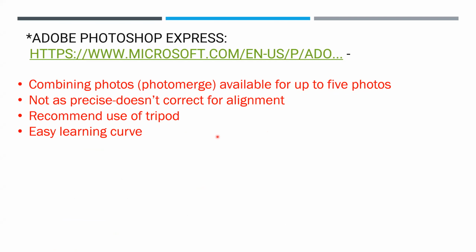And Photoshop, besides doing the photo merge of up to 5 photos, is not as precise. It doesn't correct for alignment and still recommends the use of a tripod, and it has a pretty easy learning curve. I just opened it. Photoshop Express recently changed. You can't open your picture and get that screen I read to you. You have to first open Photoshop Express, then open your photos, and then add them. I think they updated it in the last two or three months, maybe even less. I play with everything and I learned it before I read it. I thought it was an easy learning curve.